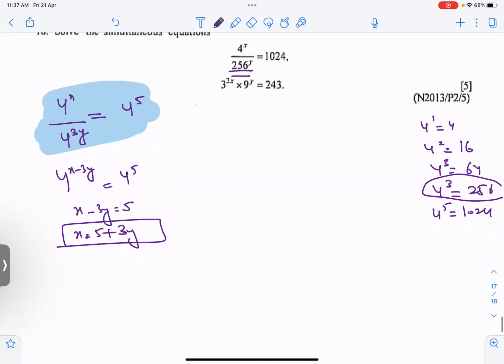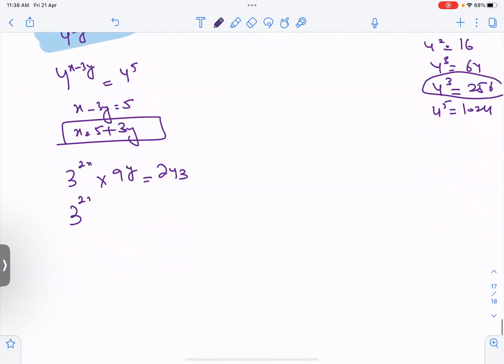Okay, the second equation which we have here is this one. 3 to the power 2x multiplied by 9 to the power y equals 243. We can observe that all of them can be brought to the base of 3, because 9 is 3 to the power 2 and 3 to the power 5 is 243. So I'm going to write 3 to the power 2x multiplied by, in place of 9, 3 to the power 2 and a y outside. And 243 we know is 3 to the power 5.